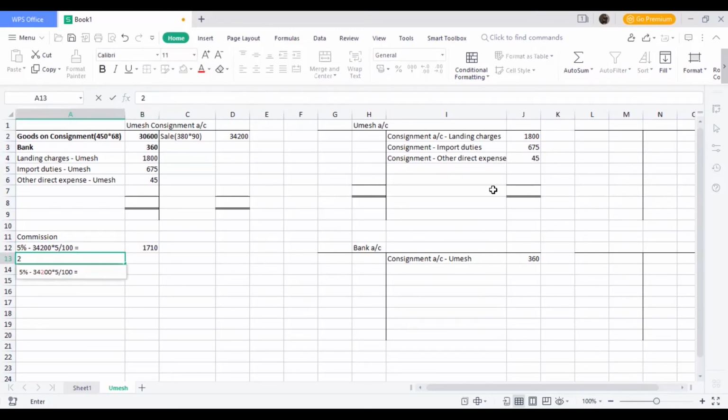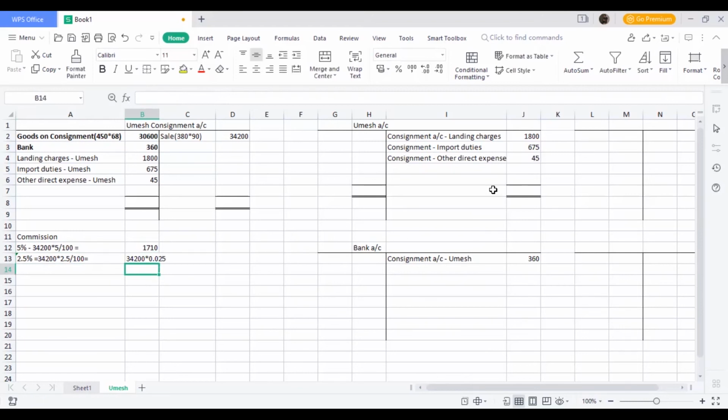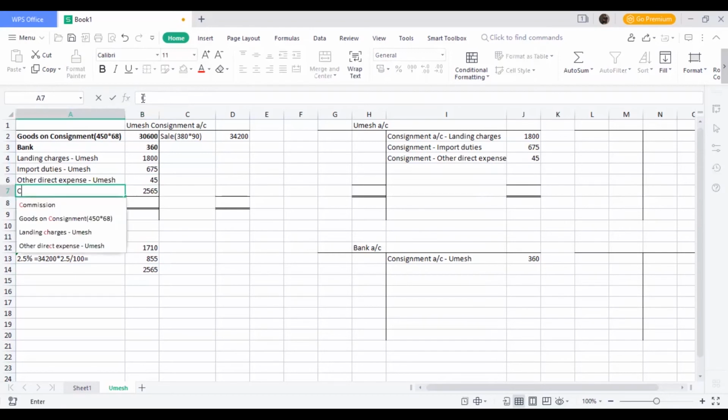I get another 2.5 percent of commission because on the trust we have earned. So 34,200 into 2.5 percent over 100. So now how much will this be? 34,200 into 0.025. An easy way of calculating is to put the equal sum, so I'll get the total of the commission this person is earning. So 855. In total, this person is getting an earning of 2,565. That is the commission this person is earning. So commission, who is earning? Umesh.